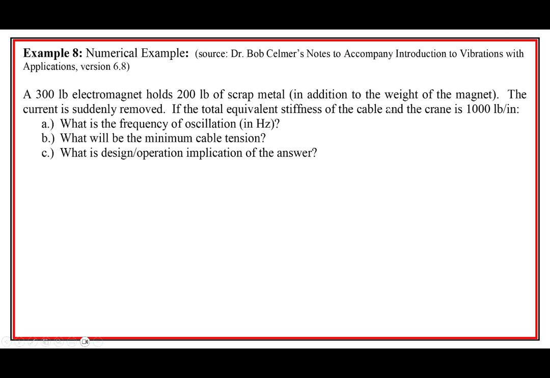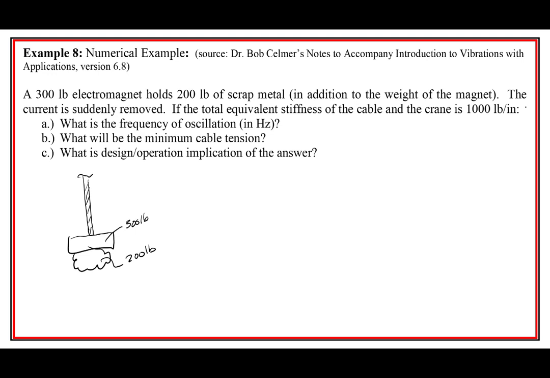We have a numerical example. This is from Dr. Bob Summers' notes to accompany the introduction of vibrations with applications. We have a 300-pound electromagnet that holds 200 pounds of scrap. I'm going to draw this as we go along so we can picture it. It's got a cable. We have a magnet with a bunch of scrap on it, and the cable keeps going. So this is 300 pounds, and this is 200 pounds.